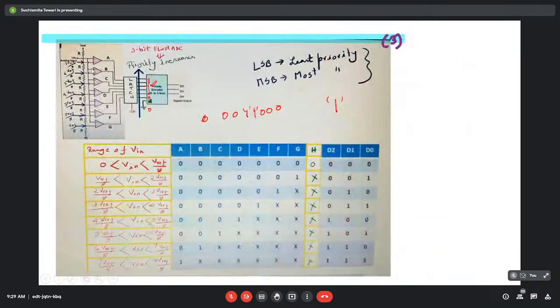See here, the comparison is done for all these 7 comparators parallelly, that is synchronously at a time. Depending on the value of V in, the output of each comparator will be set to 1 or 0. And based on the outputs of the comparators, this priority encoder will work and it will encode this entire combination into its equivalent 3-bit digital output. So this is how it works.